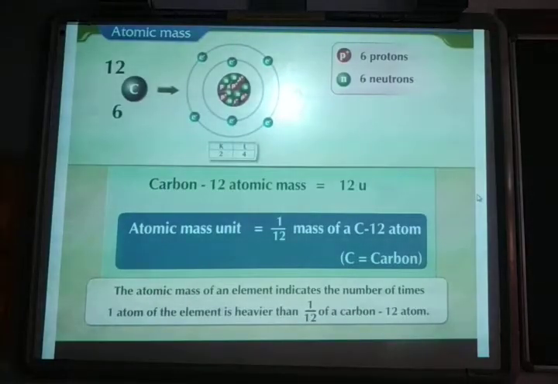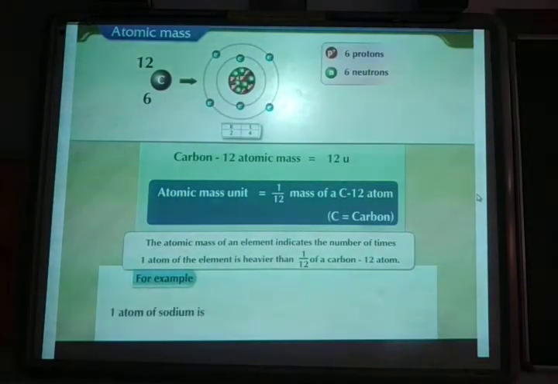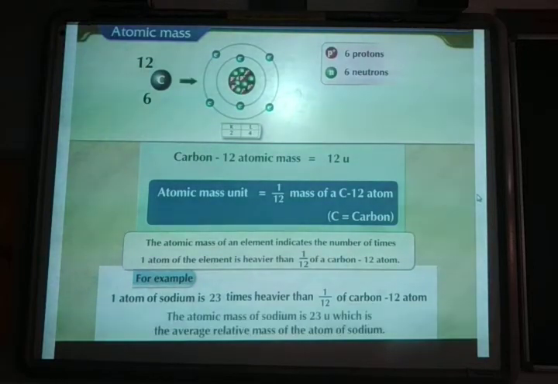The atomic mass of an element indicates the number of times 1 atom of the element is heavier than 1/12 of a carbon-12 atom. For example, 1 atom of sodium is 23 times heavier than 1/12 of a carbon-12 atom. Thus, the atomic mass of sodium is 23 units, which is the average relative mass of the atom of sodium.